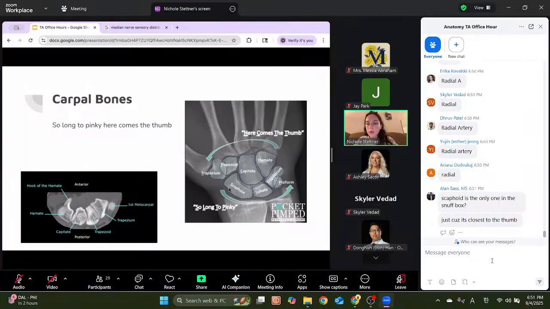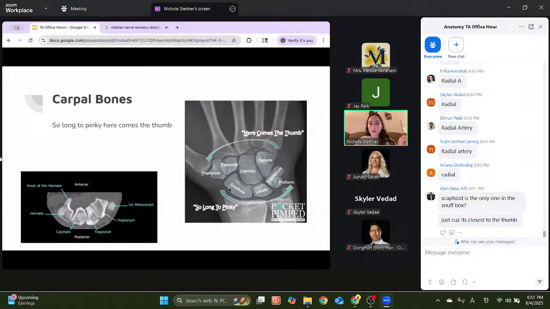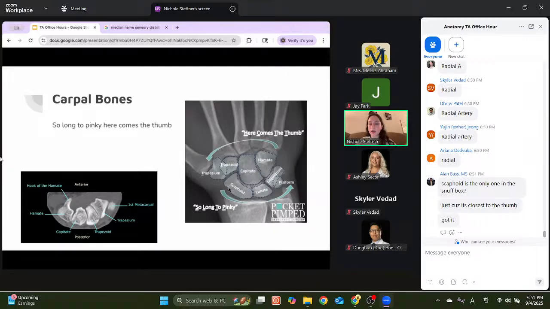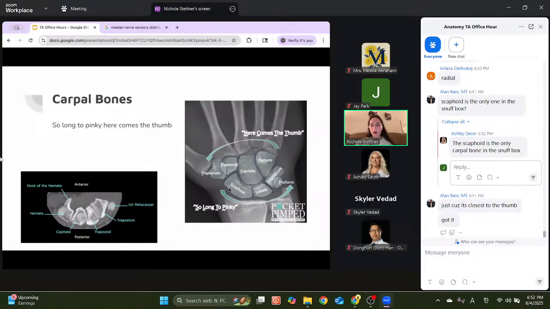I'm gonna let someone else answer that because I can continue to yap about that. But I'm just gonna tell y'all, memorize the carpal bones. You can make up your own mnemonic. You don't even need a mnemonic if you got it, but you just gotta memorize it. Know which ones are the proximal versus distal row. Very important.